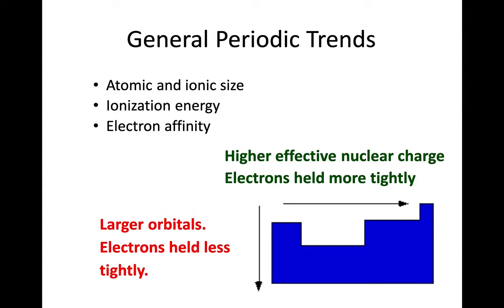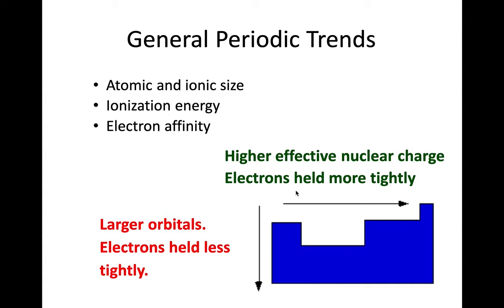Alright, I'd say probably the most important concept from this first big idea is being able to explain periodic trends. This is a very common topic that you could be asked about, and so periodic trends can include atomic size, ionic size, ionization energy, electron affinity, nuclear charge, but they're all going to come down to what's going on with the electrons. How tightly are the electrons held?